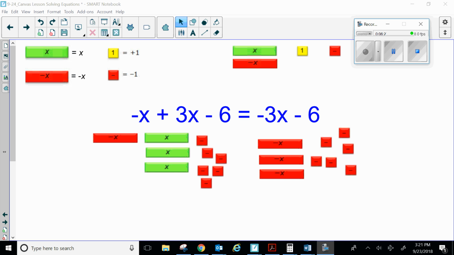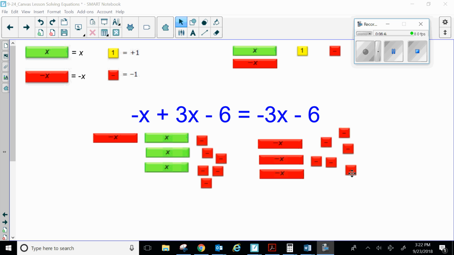Okay, so in the next one, I have gone ahead and built the model. So if you want to pause and make sure you build your model correctly, but we have negative x plus 3x minus 6 equals minus 3x, or negative 3x, minus 6.